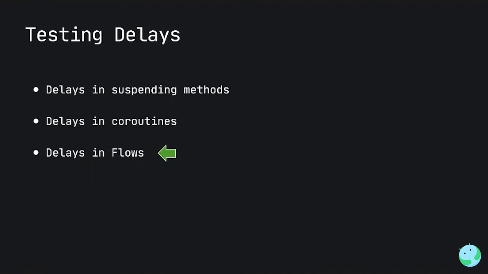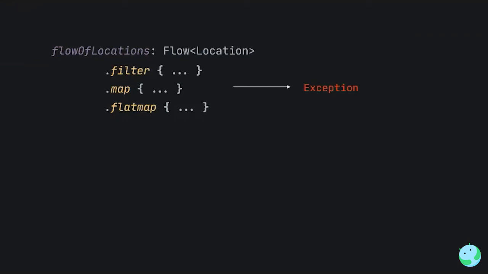So what about flows? And what is the use case for having delays inside of a flow? The use case is to do retries. Suppose that you were executing some code right here, filter, map, flat map, and before it goes to the catch block, I want to do a retry. And retry means that I want to execute the flow upstream again. How do I do that?